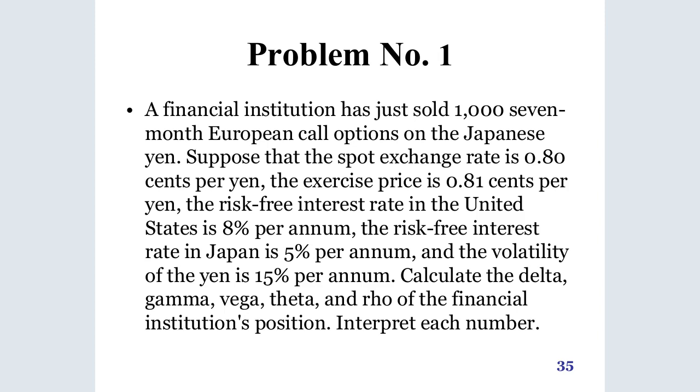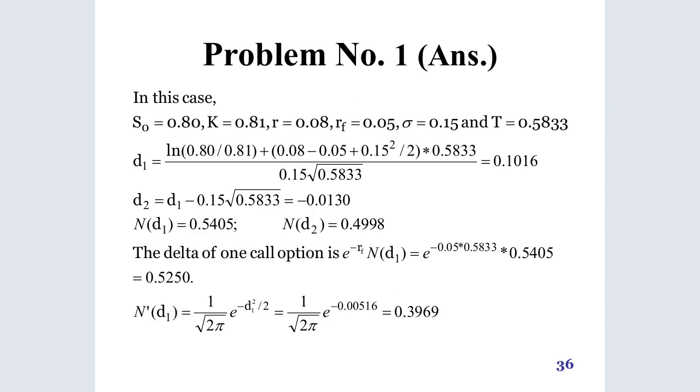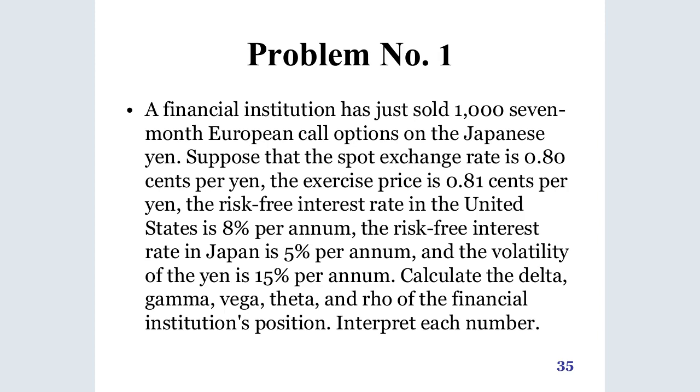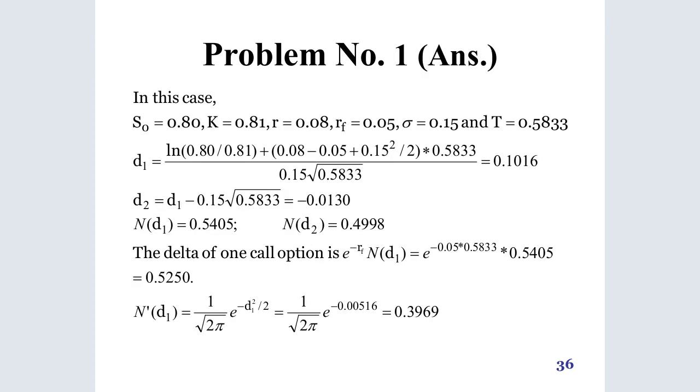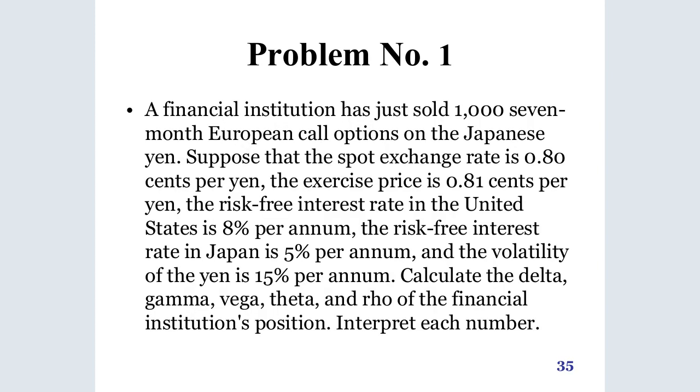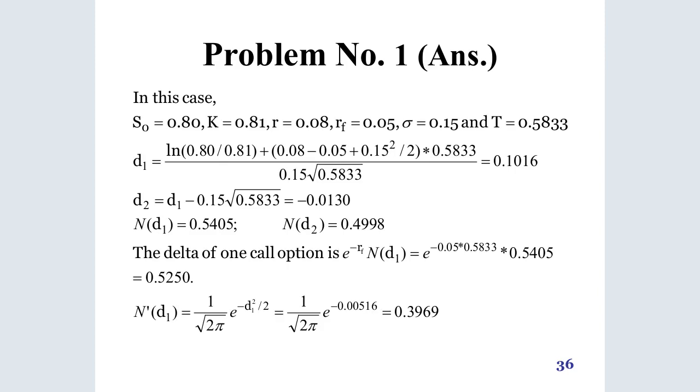I need to calculate all the Greeks essentially. So all I need to do is calculate all of this. What is my D1? S0 is 0.8, strike is 0.81. The interest rate R, which is the US interest rate, is 8%, since we're doing it from the US perspective. The foreign rate, Japan, is 5%. Volatility is 15%. And time is 7 months, so 7 by 12, which gives 0.5833. Using this, I can calculate D1, D2, N(D1) and N(D2).